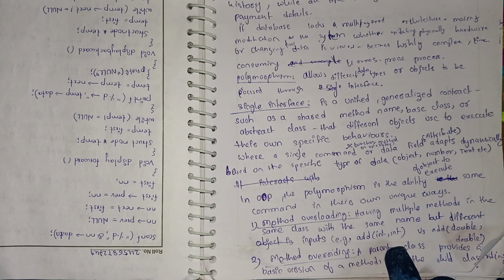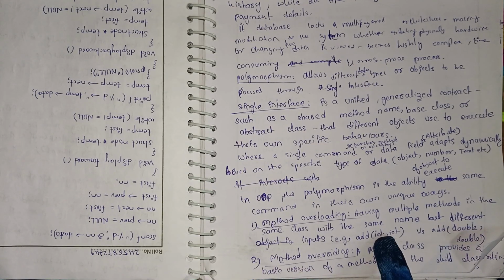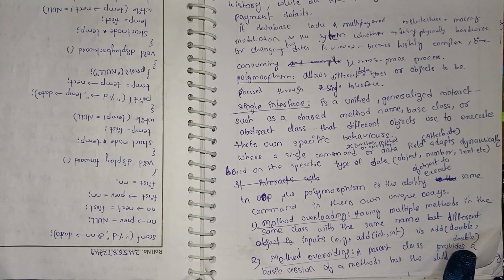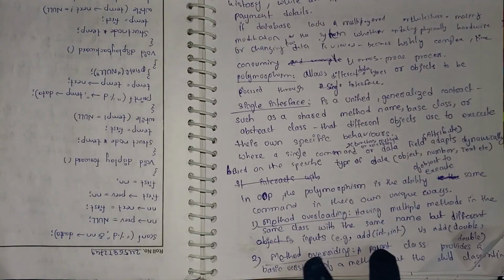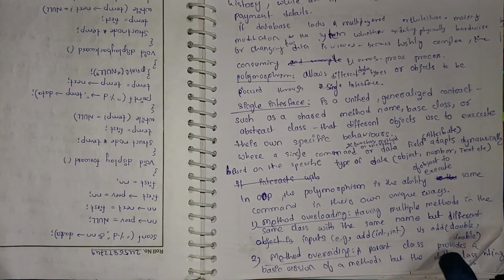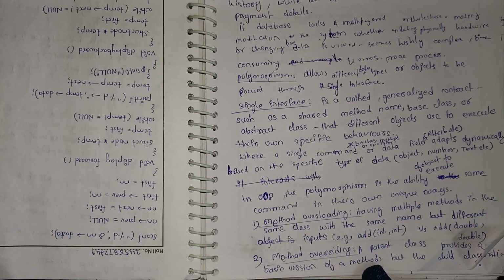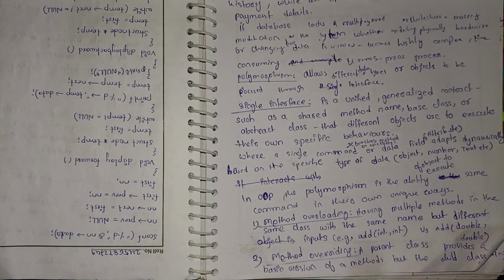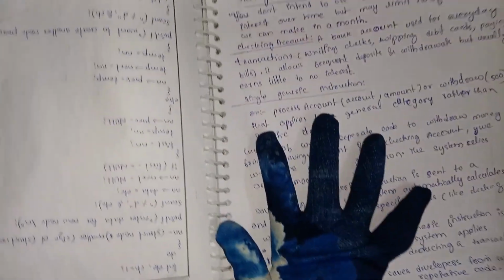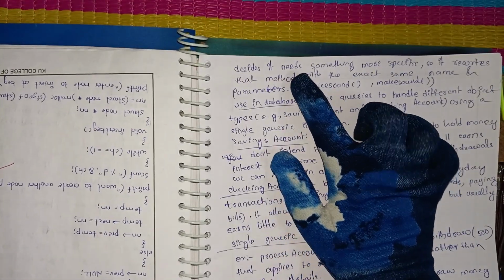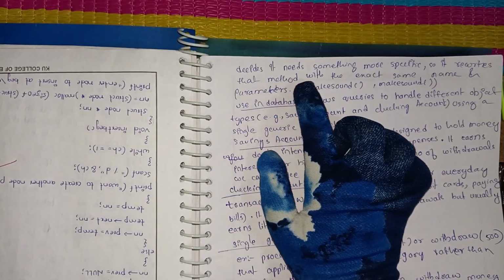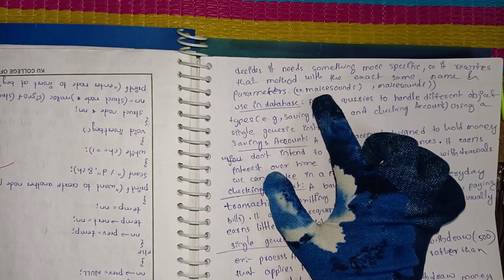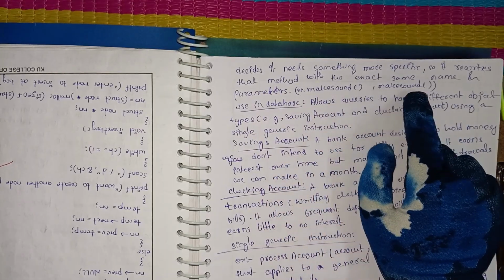But different inputs. Here we have int and here we have double data types. And then another one is method overriding. A parent class provides a basic version of a method, but the child class decides it needs something more specific, so it rewrites that method with the exact same name and parameters. makeSound(), makeSound().